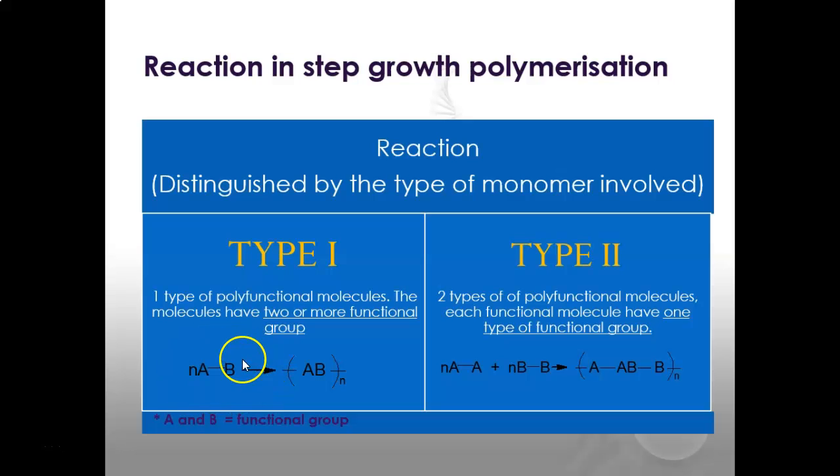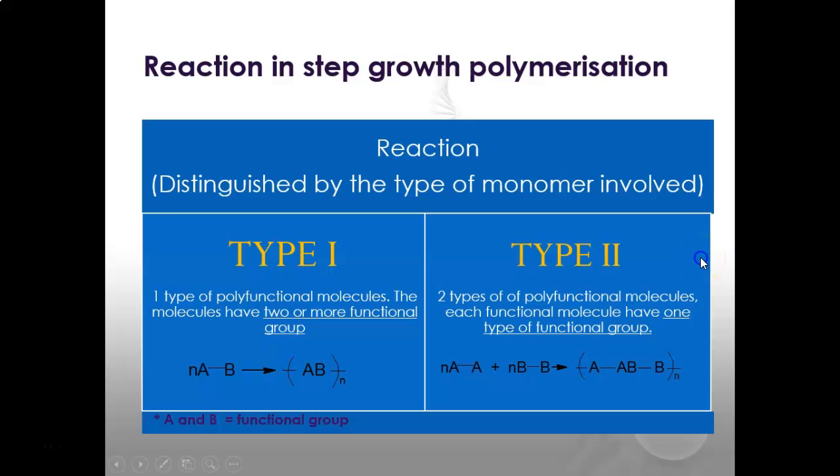Okay, so in this molecule we have an A functional group and a B functional group. Type 2 is two types of polyfunctional molecule, which is AA and BB, also called bifunctional. So each molecule has one type of functional group, which is AA, and the other polyfunctional molecule has BB. Hope you can see the difference between type 1 and type 2.